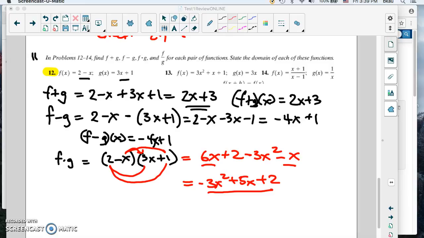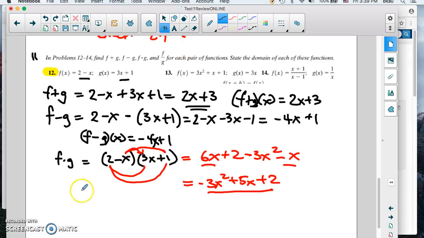Okay, so in this part we're going to finish up from the last part. We got 3/4 of the way through this problem. We did f plus g, f minus g, and f times g, but we hadn't finished f divided by g. So let's do that one. F divided by g is just listing them one over the other.